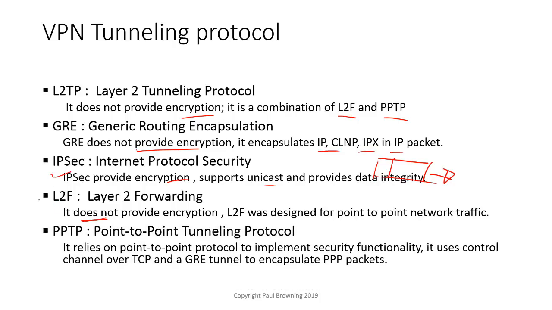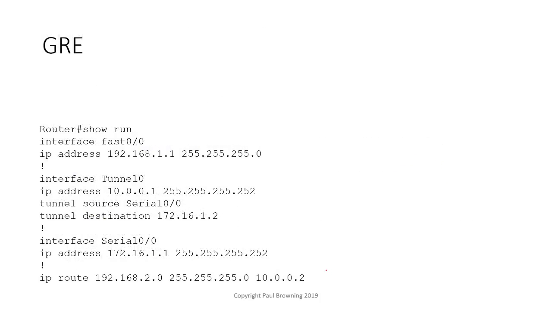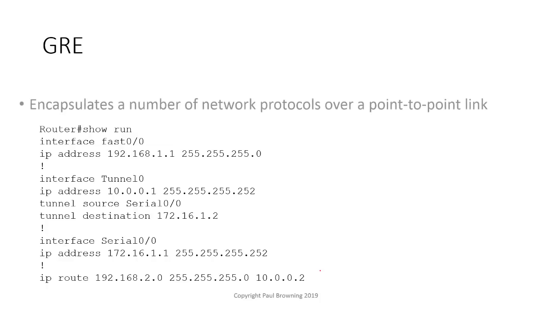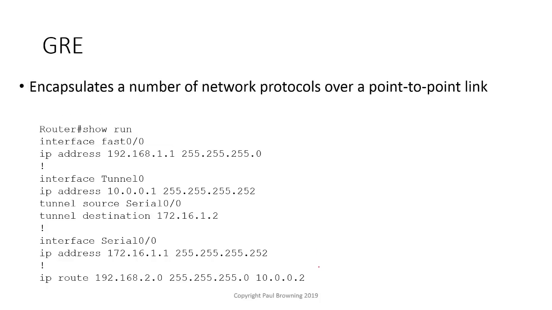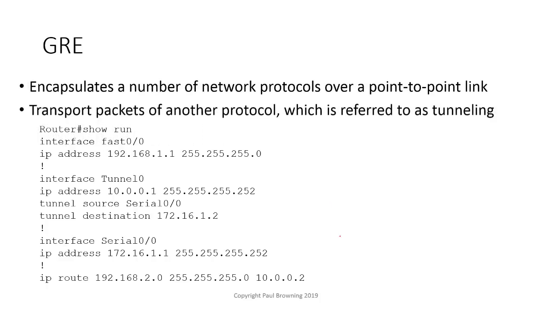And then point-to-point tunneling protocol. It relies on a point-to-point protocol to implement security functionality. It uses control channel over TCP and a GRE, and it encapsulates PPP packets. GRE I mentioned. It encapsulates a number of network protocols over a point-to-point link. So what you've got is packets of another protocol inside this packet here, and this is referred to as tunneling, and there'll be a part of the packet here that will be used.